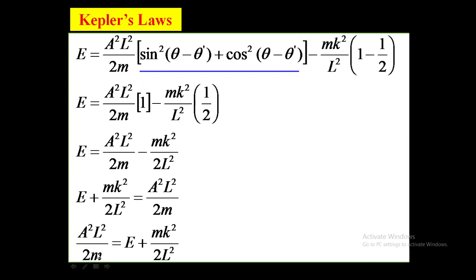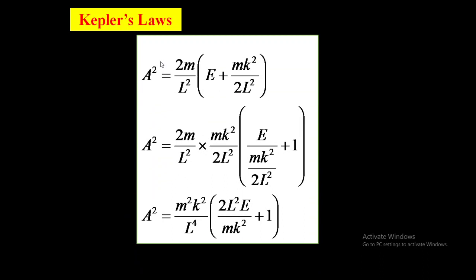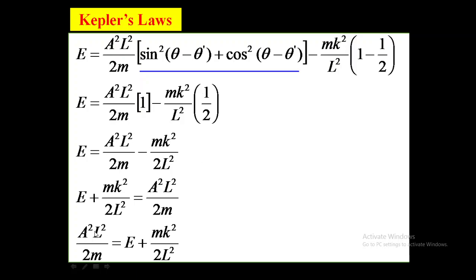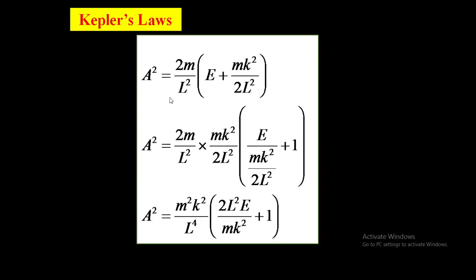Because we have to calculate a square, we are bringing this L square by twice m to the other side. So we get a square is equal to twice m by L square into (E plus mk square upon twice L square). Again, I want to calculate a square, so I shift L square by twice m to that side, and a square is equal to twice m by L square in the bracket E plus mk square upon twice L square.